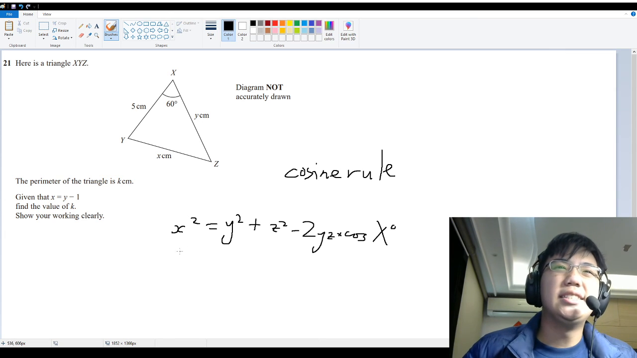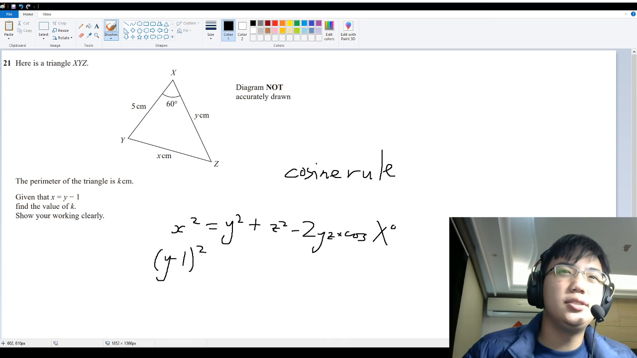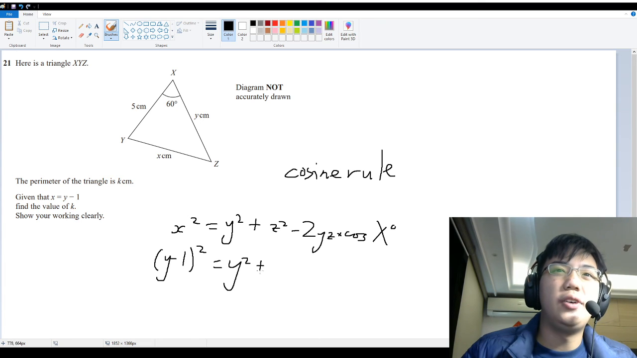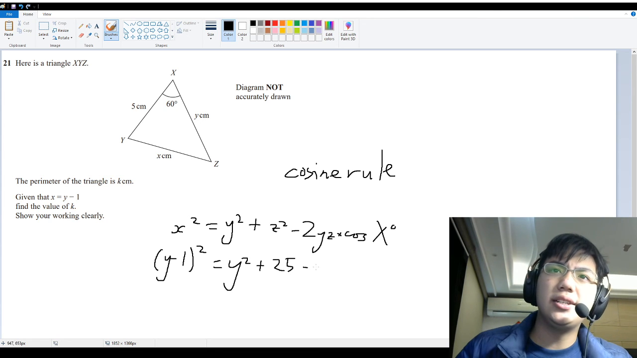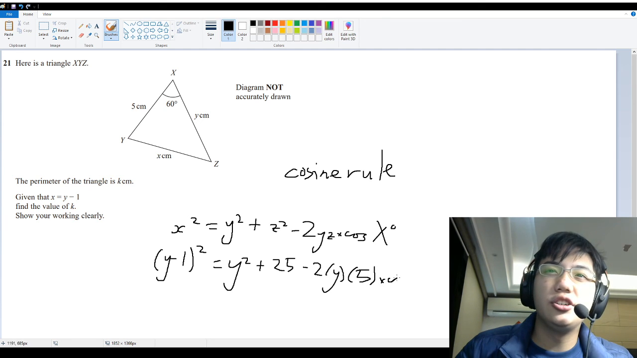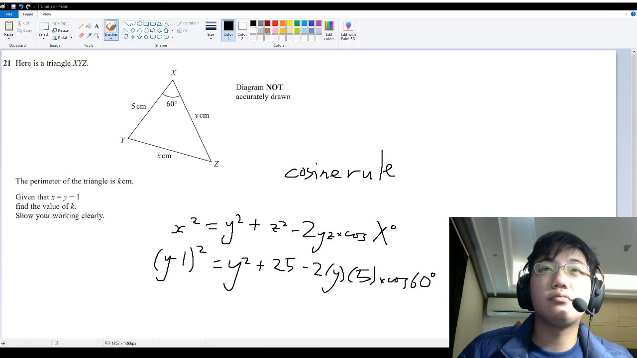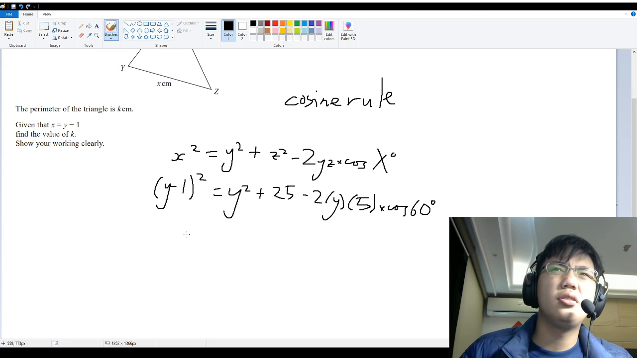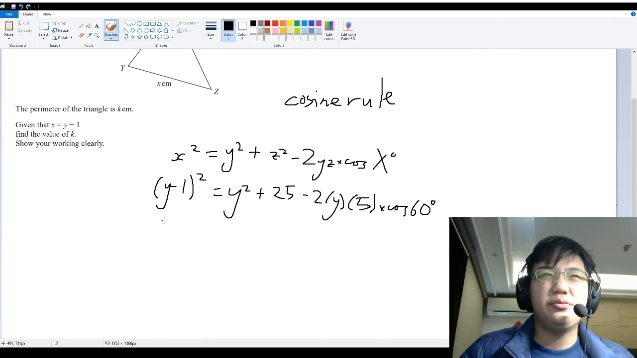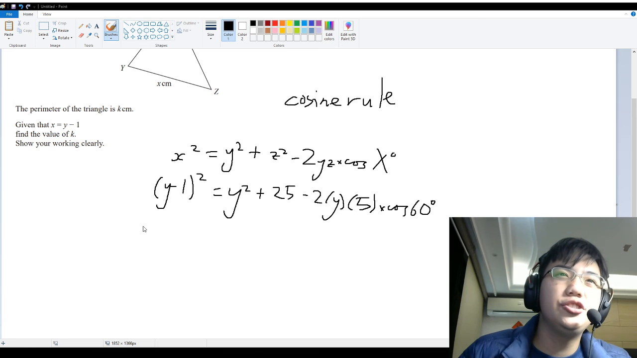Since we know that z is 5 and x equals y minus 1, we can substitute x with y minus 1, and we substitute z with 5. So 5 squared, which is 25, minus 2y times 5 times cosine 60. What we do next is factorize this equation so we can simplify it.